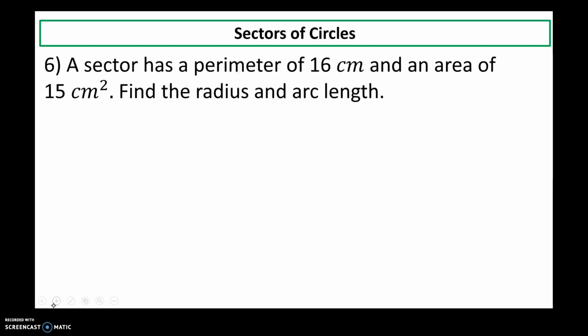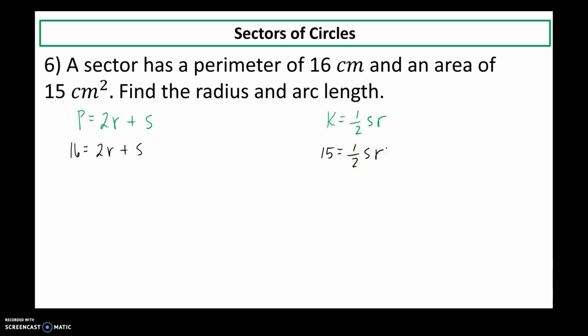Okay, a sector has a perimeter of 16 centimeters and an area of 15 centimeters squared. Find the radius and arc length. Okay, so let's start with our given information. We know perimeter is 2 times the radius plus the arc length. And we know that the area is 1/2 arc length times the radius. Okay, so my perimeter is 16. Area is 15.